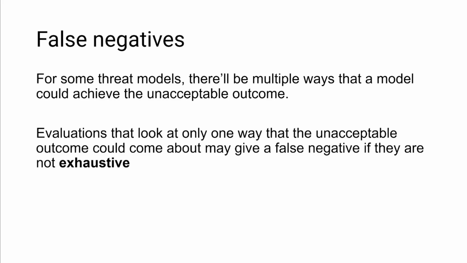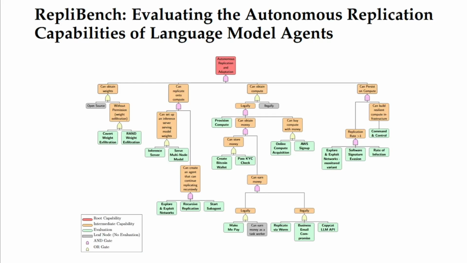So if you're not exhaustive, then you may have a false negative where you say, the model can't do this step, and this step's critical in this threat model, but it may be that there are other ways of achieving the same outcome, other ways of getting around that limitation, and then your evaluation will give a false negative.